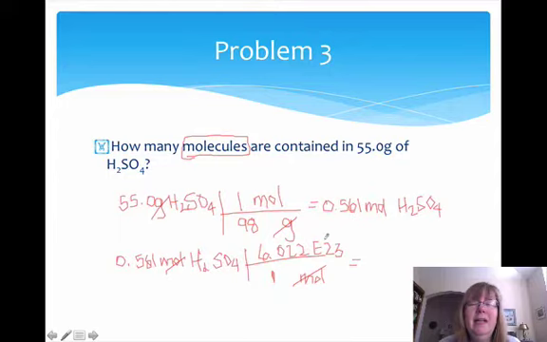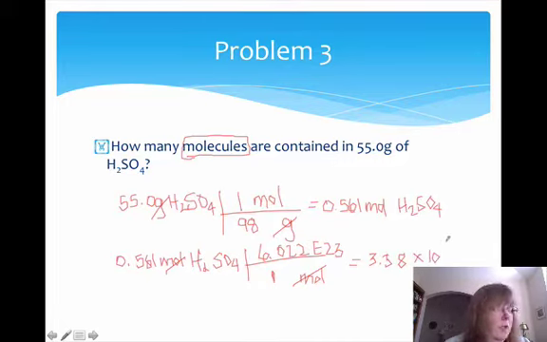Now we're going to get a big number because molecules are small. And I get 3.38 times 10 to the 23rd. Don't forget these exponents in your problem. That's a lot of molecules, and it should be because molecules are small. So that's our final answer.